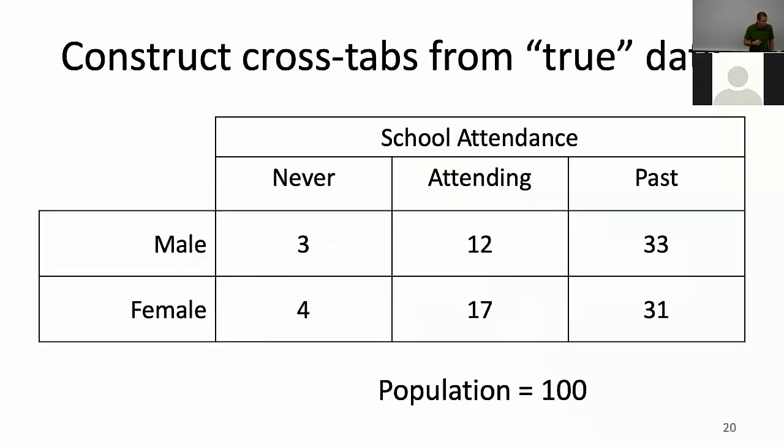We take that true microdata and we construct a cross-tabulation from that true data. So now we have a 3x2 cross-tabulation with 6 cells. We have the male never attending, male attending, and male who attended in the past. You see the crosstabs here. We have a population of 100 individuals in the survey. We have this cross-tabulation now.